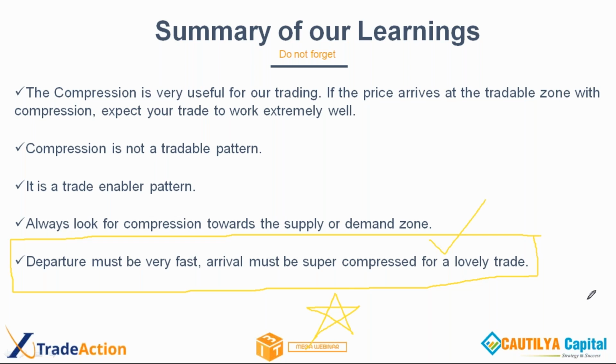What does it mean? There are two things. Departure is very fast means you are strong. Arrival is very compressed means your opponent is weak. Simple. For a long trade, exactly for a long trade, and the same theory holds good for short also.